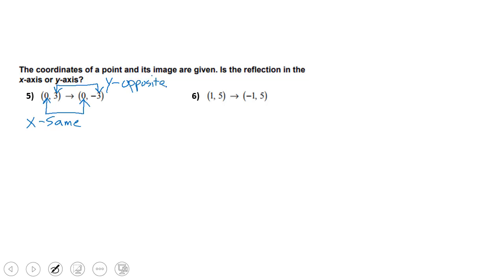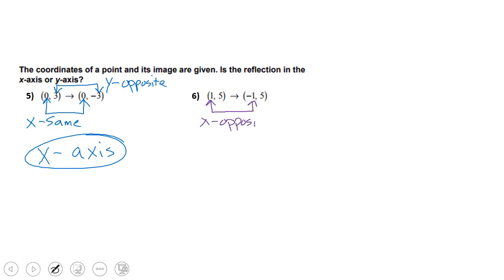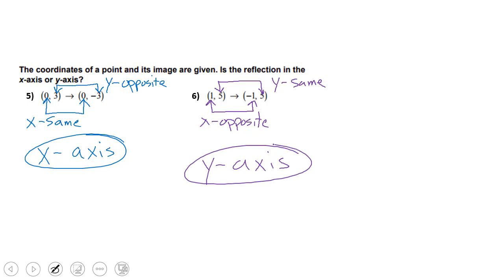So what stays the same when we reflect? That's right. Whatever the axis is, that coordinate stays the same. So since the x stayed the same, this first one is in the x-axis. When we come to our second example, we take a look at the x-coordinate. Ooh, x is opposite this time. And we look at the y, and the y is the same. So we obviously went on the y-axis because we always reflect over the axis of the coordinate that stays the same. Ladies and gentlemen, go ahead and pause your video and then join me for our last example of the night.